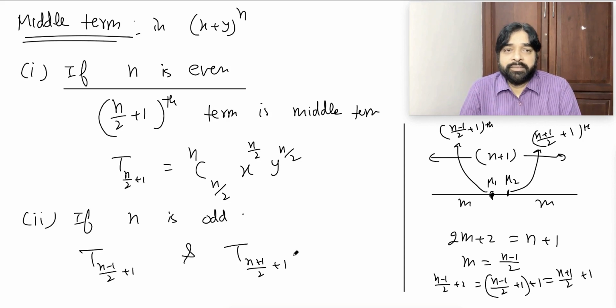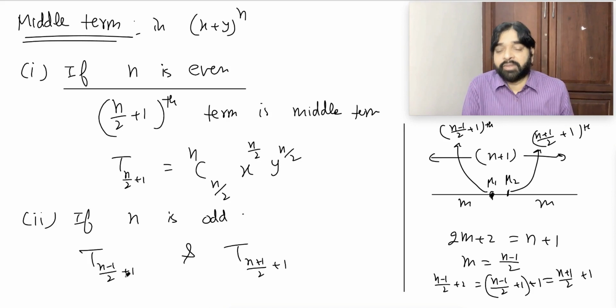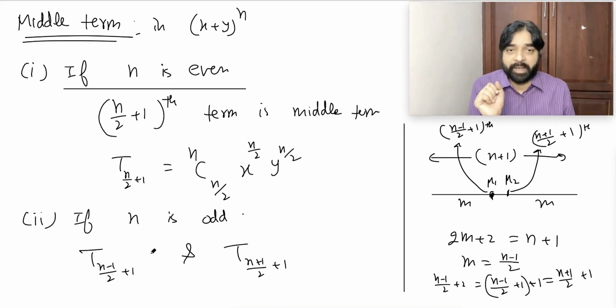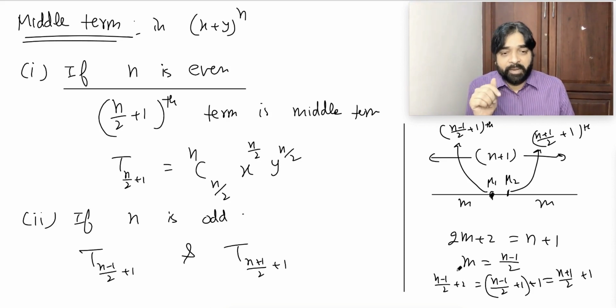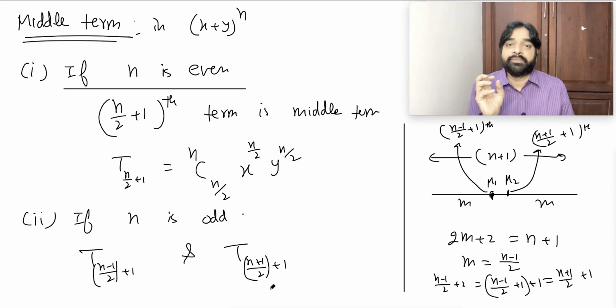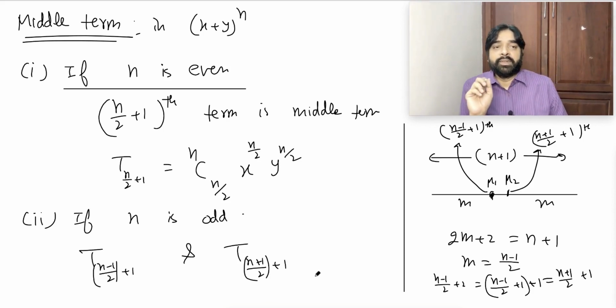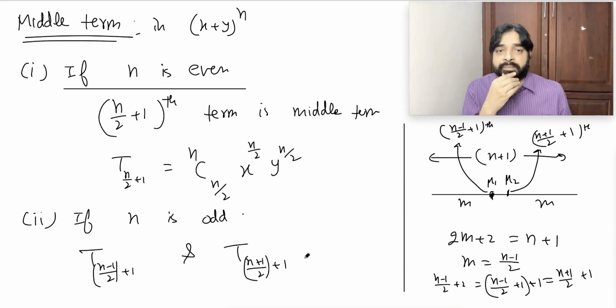Have you understood the point? So if n is odd, there will be 2 middle terms. One is the T of n minus 1 by 2 plus 1th term, and the other one is the T of n plus 1 by 2 plus 1th term. Why did I write it like this? Because we are very comfortable with the Tr plus 1 format. That's why I wrote the middle term as T of n minus 1 by 2 plus 1, which is a simple calculation way. I wrote in this format so that this is the way you have to remember. It's easy. Is this clear to everybody? Have you all understood?